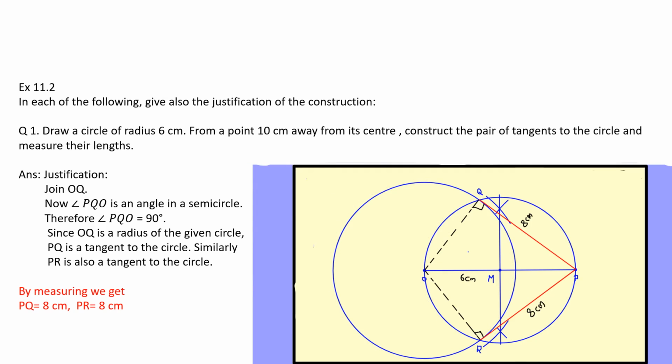Now they have asked to measure the lengths. By measuring, you can just use your scale and measure it. You will get PQ as 8 cm and PR as 8 cm. That means the lengths of both the tangents will be equal.